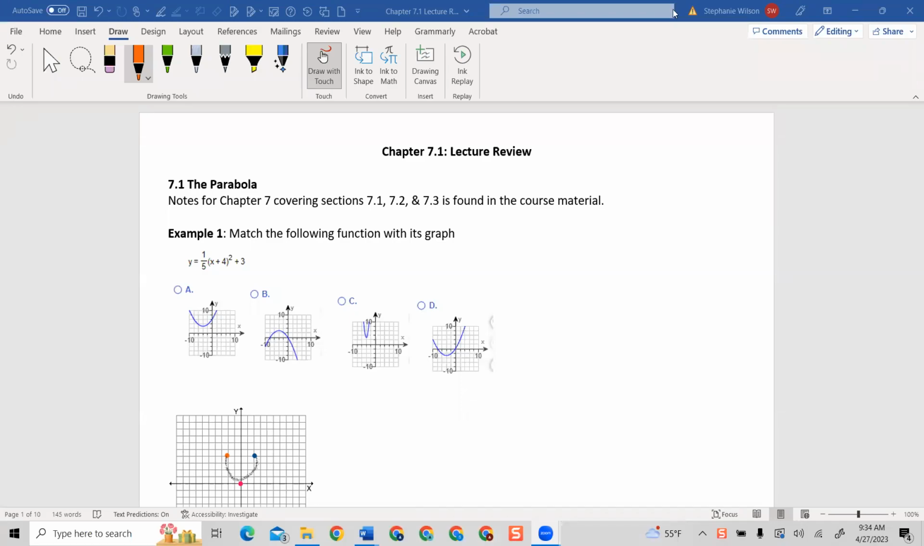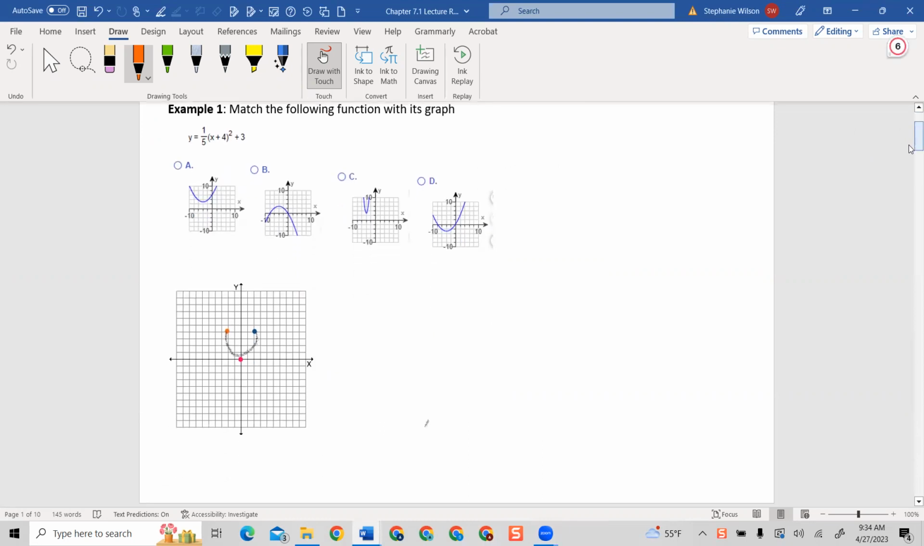Parabolas. Now, on this first example, it says match the following function with its graph. Whenever we want to graph something on the Cartesian coordinate, we usually create an XY table and plot it. What I notice here is that a parabola is always going to be a power of 2, and this is the function or equation that was given to us.